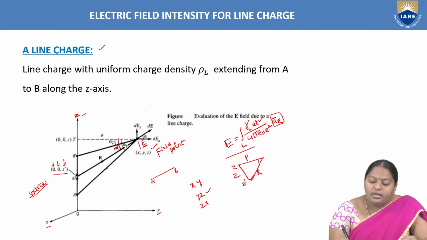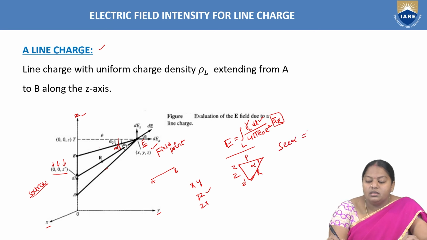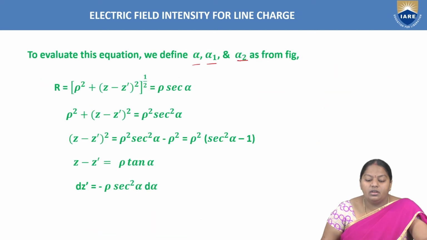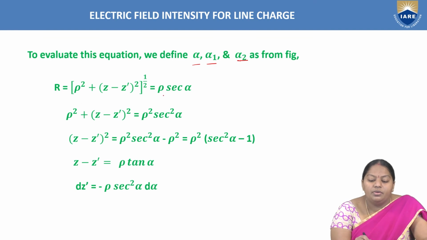So if you find secant alpha, secant alpha is the reciprocal of cosine alpha. For cosine it is adjacent side by hypotenuse, for secant it is hypotenuse by adjacent side, hence R by rho. From that, R is equal to rho into secant alpha from this figure. So the same thing we substitute here, hence R equals rho into secant alpha from the figure.